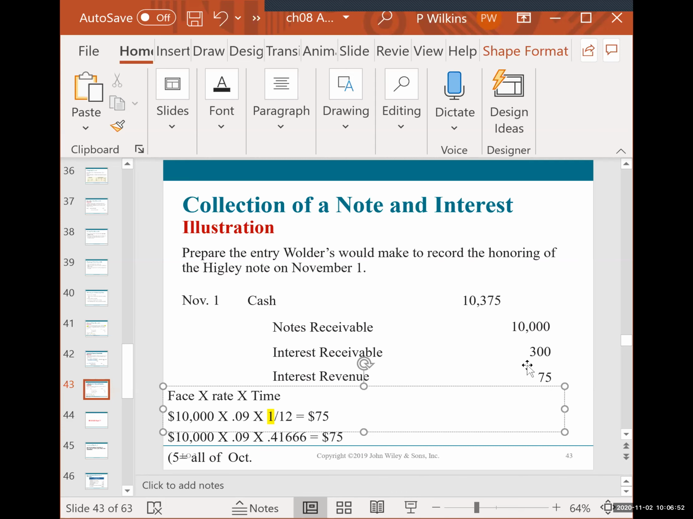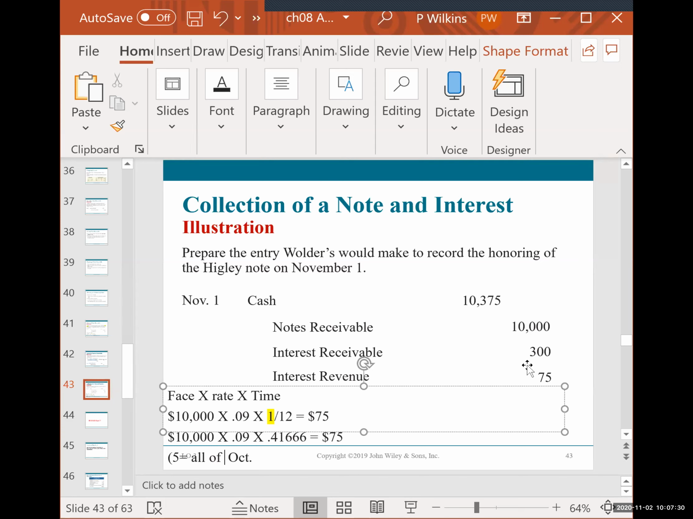Prepare the entry Wolder would make to record the honoring of the Higley note on November 1. Now this is assuming we did the accrual of the interest on September 30th, right? So the first thing we ask ourselves is, when was the last time interest was done? The interest was done on September 30th, okay? So now we have to ask ourselves, is the interest current? Is there a gap in time from the last time we did interest to the time that we're doing the payment? The last time we did the interest was September 30th, and we're paying the bill on November 1. So yes, there's a gap in time. So now what we have to do is figure out the interest for that gap in time, okay?